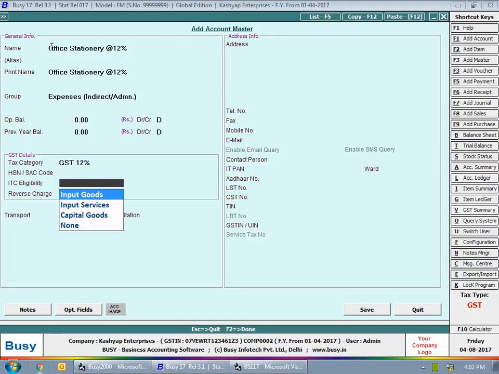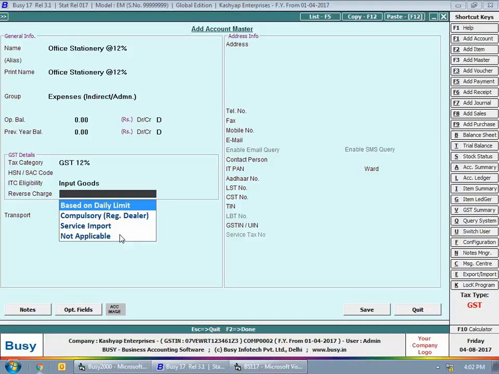ITC eligibility: input goods. Select the input goods option if you are getting ITC eligibility against input goods. Input services if the expense account is for services you are receiving. Capital goods if the account is for capital goods expenses, and none if you are not getting any ITC eligibility. There are certain accounts like food and beverages and cab rentals on which you will not get ITC claim. On such accounts you need to select the none option, but for office stationery at 12% we will select the option input goods. Next is reverse charge.